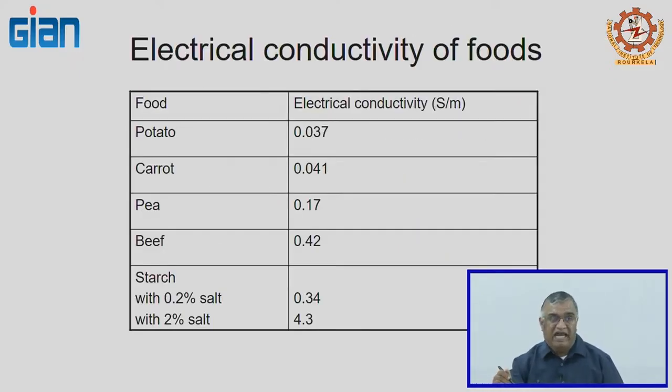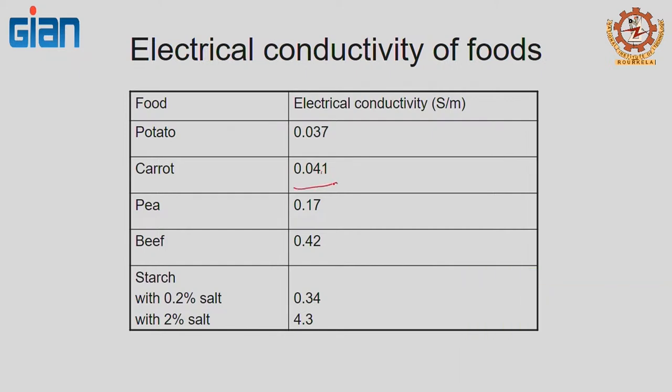Different food materials have different electrical conductivity values. So, carrot, for example, is 0.041 Siemens per meter. Siemens is the unit for measuring electrical conductivity. Whereas, if you look at salt solution with 0.2% salt, it is 0.34, and when I add 2% salt, it significantly increases the electrical conductivity value. So, again you can alter the electrical conductivity by adding or removing salt.